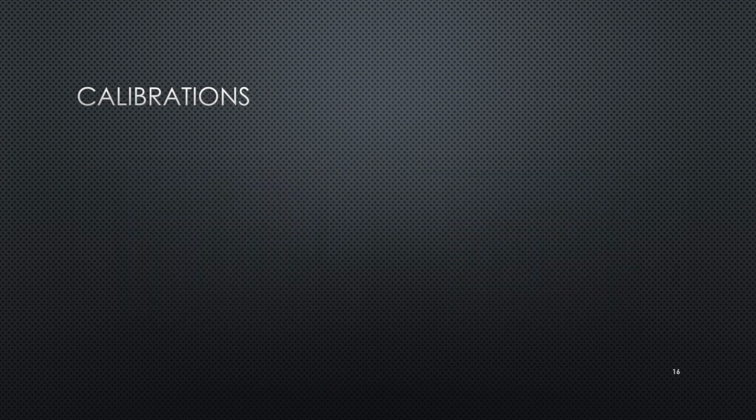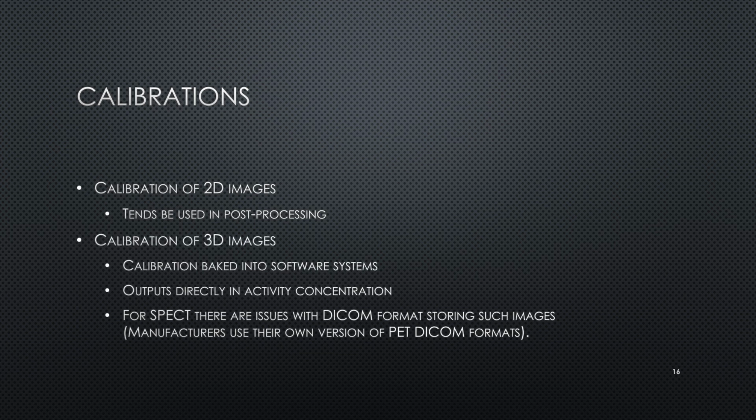So how are these calibrations used? In 2D planar imaging, the calibration tends to be used in post-processing, whereas in 3D tomographic imaging like PET and SPECT, calibration is baked into the software so we can get outputs directly in terms of activity concentration. However, there are some issues for SPECT users with no real DICOM standard for storing such images, with manufacturers using their own version of a PET DICOM format.